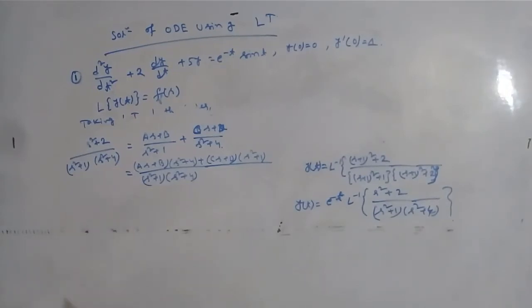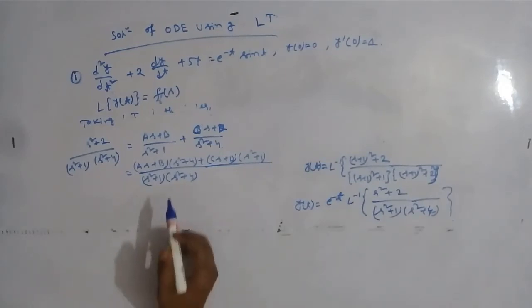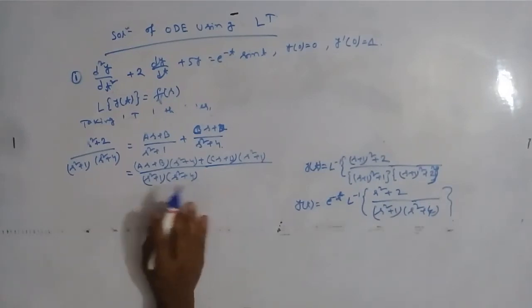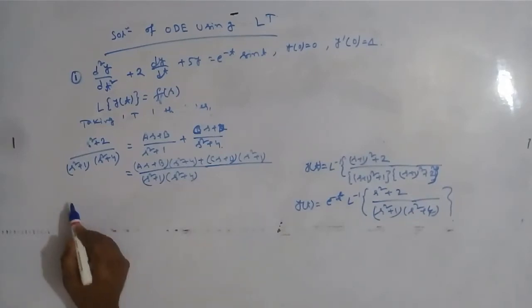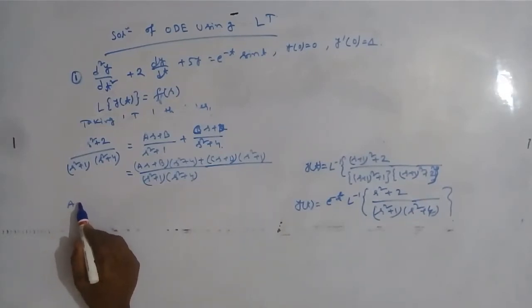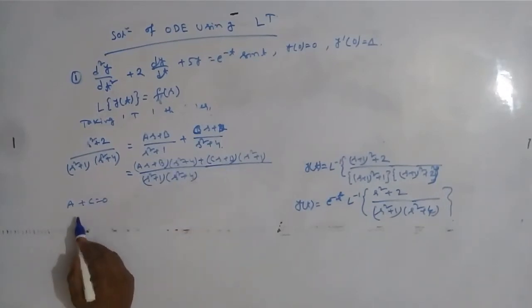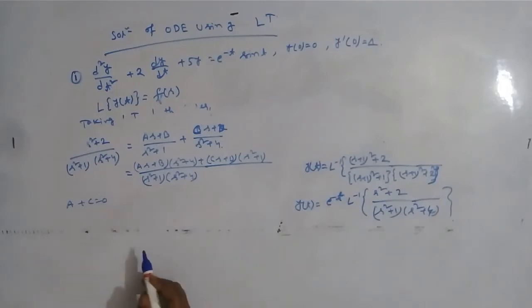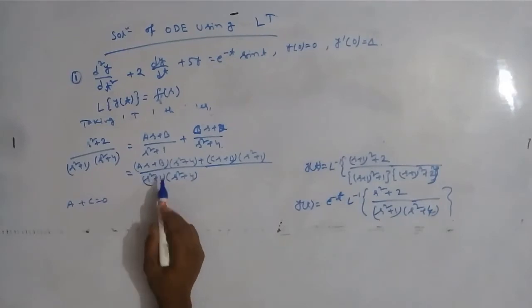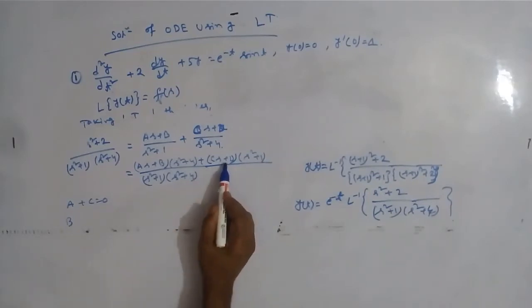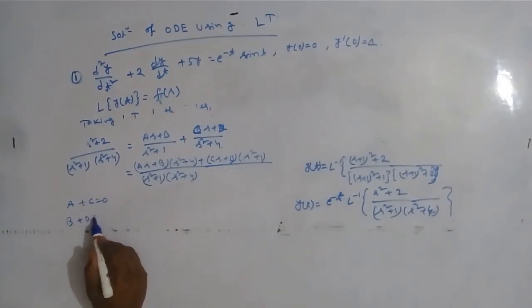So if we compare the coefficient of s cube on both sides, then it will give us a plus c equal to 0. This is one equation. And now from the comparison of coefficient of s square, we get b plus d equal to 1.